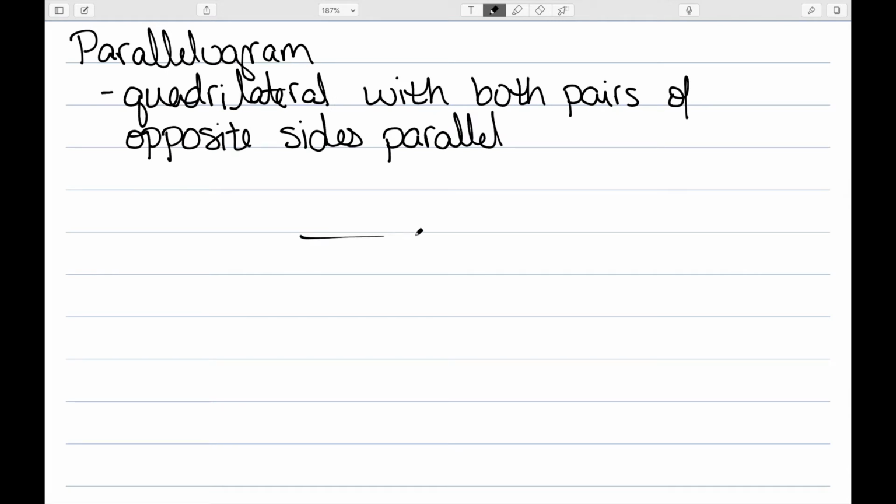Another special type of quadrilateral is a parallelogram. This is a quadrilateral with both pairs of opposite sides parallel. So here is an example. Went over just a little too much on this leg, but these two segments should be parallel and these two here are parallel. A parallelogram whose angles are right angles is a rectangle, and a parallelogram is going to be a special kind of trapezoid.